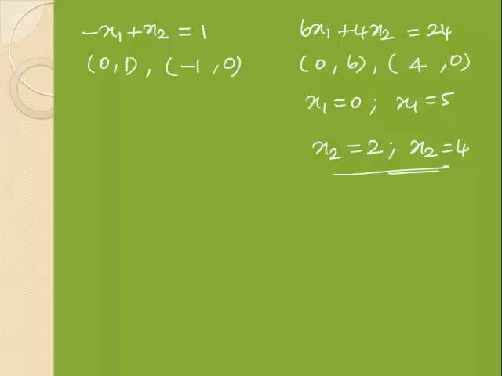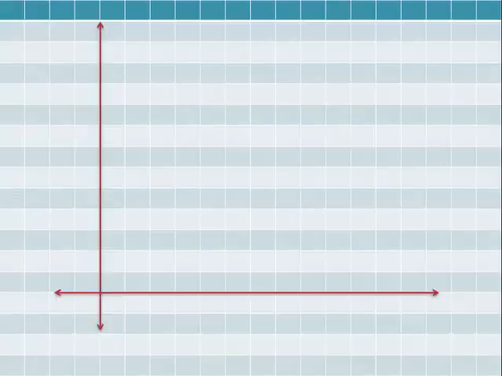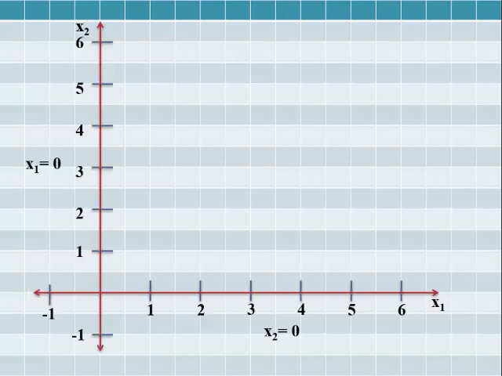Okay, so now in the graph, consider the decision variable x1 along the x-axis and the decision variable x2 along the y-axis. Okay, so the axis x1 will represent the line x2 equal to 0, and the axis x2 will represent the line x1 equal to 0. So mark the coordinate positions like this.